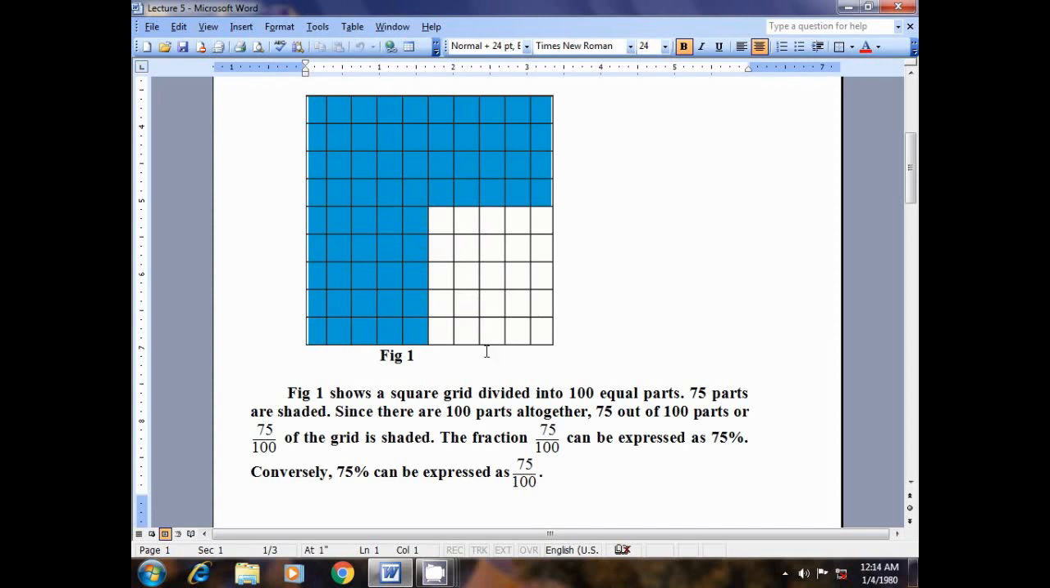The fraction can be written in the form of 75 divided by 100. Now this can be expressed as 75%. It means 75% of this figure is shaded while the remaining 25% is the non-shaded region. Conversely, 75% can be expressed as 75 upon 100. Basically, percent means out of 100.